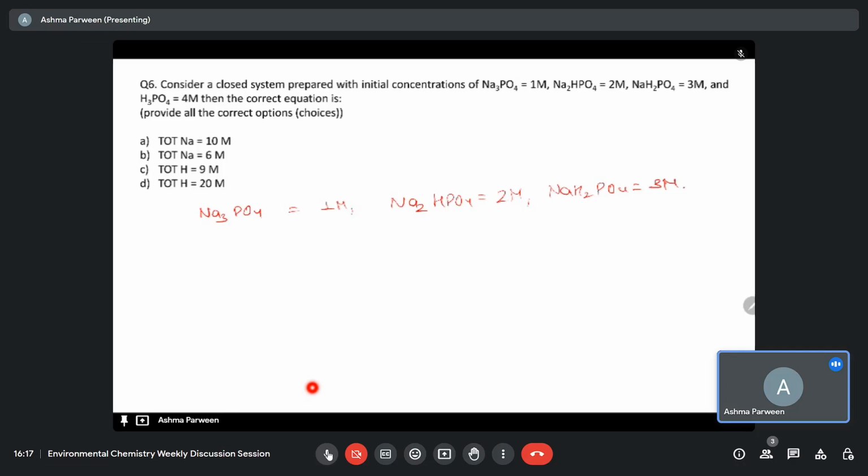And we are adding H3PO4, but it will not give any sodium. So we can write total Na as 1 into Na3PO4, it is giving us 3 moles of sodium, plus we are adding 2 molar of Na2HPO4 and it is giving us 2 moles of sodium, plus we are adding 3 molar of this compound and it is giving 1 mole of sodium. So overall it is 3 plus 4 plus 3, that is 10 molars. So total Na is 10 molars. So A is the correct answer here.